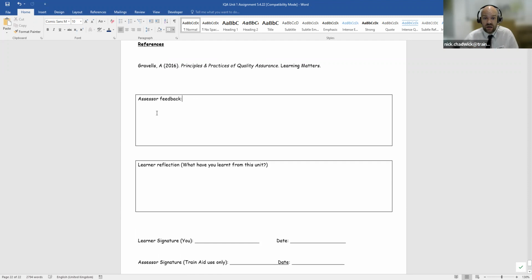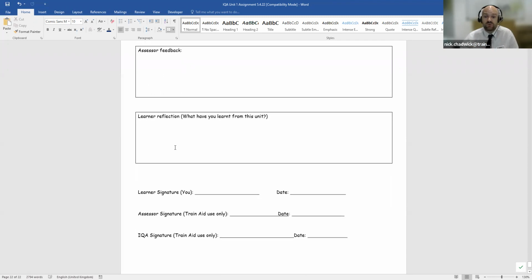The assessor feedback, that's for TrainAid. That is going to be one of the office marking team. But do feel free to complete the learner reflection. What have you learned from this IQA unit, Unit 1, which is the first unit of the course? So do write down perhaps a paragraph on what you've learned. And also, please sign and date your assignment as well.